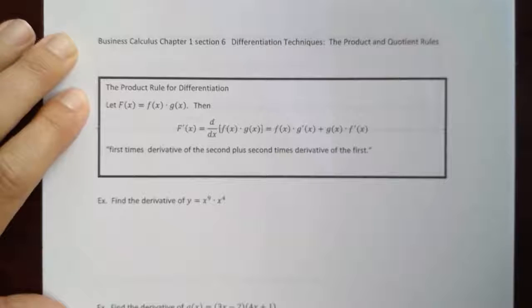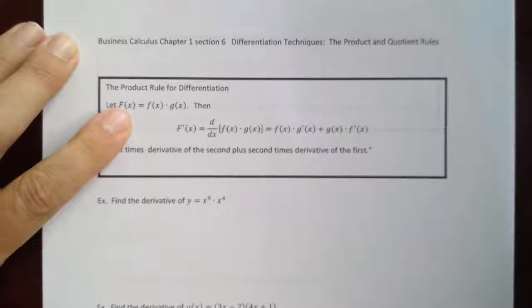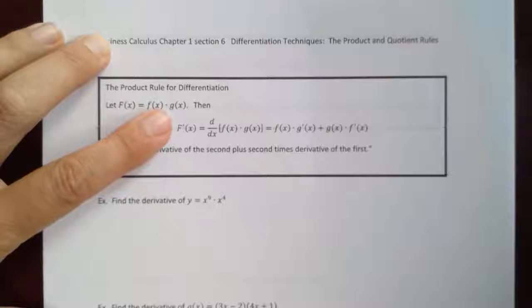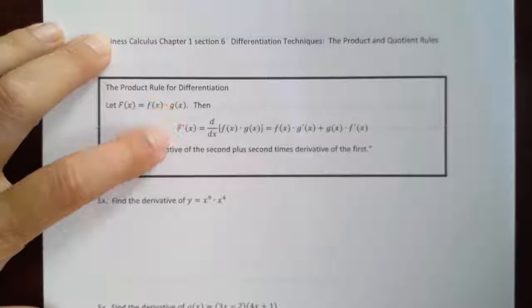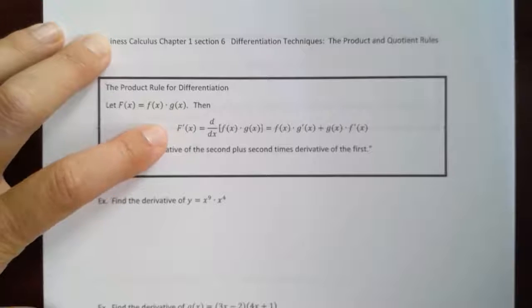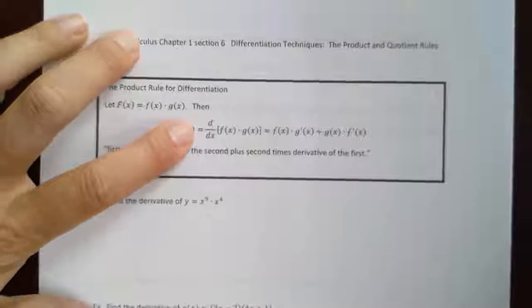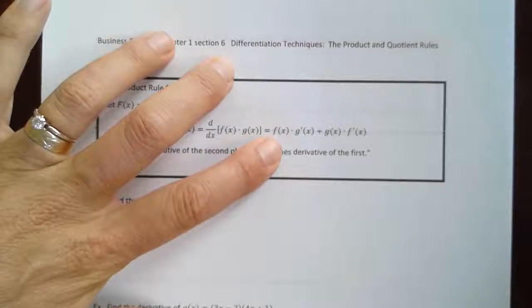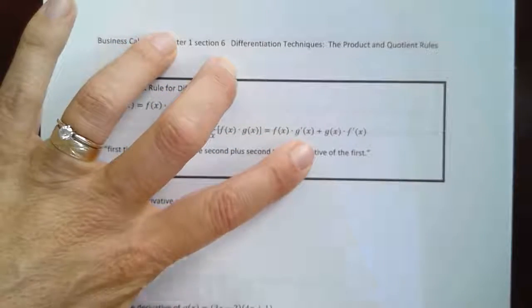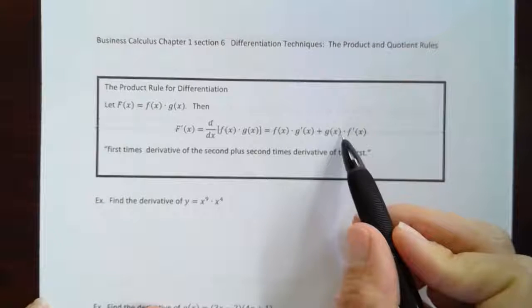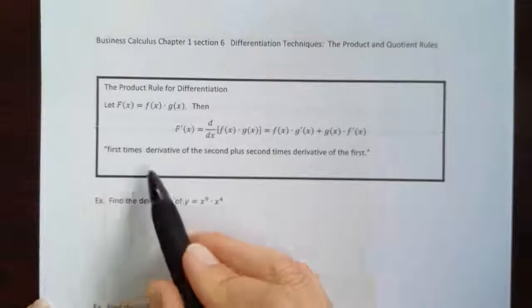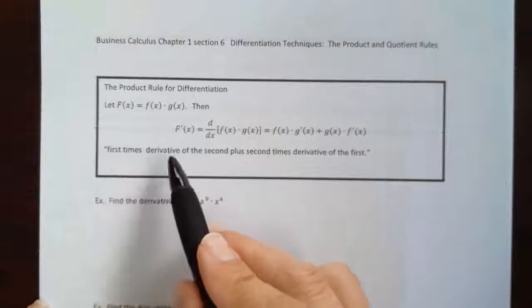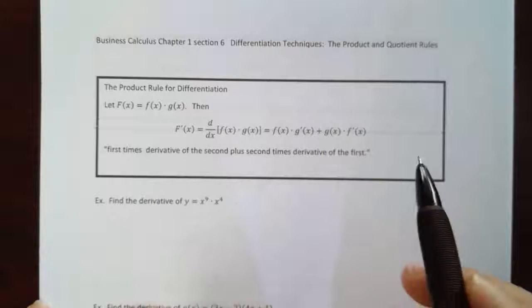The product rule is: let capital F of x be equal to small f of x times g of x. Then your derivative, F prime, of the product will be the first factor times the derivative of the second factor plus the second factor times the derivative of the first factor, which is what this says. If you can say this to yourself while you're doing it, it'll make it a lot easier. First times derivative of the second plus second times derivative of the first.